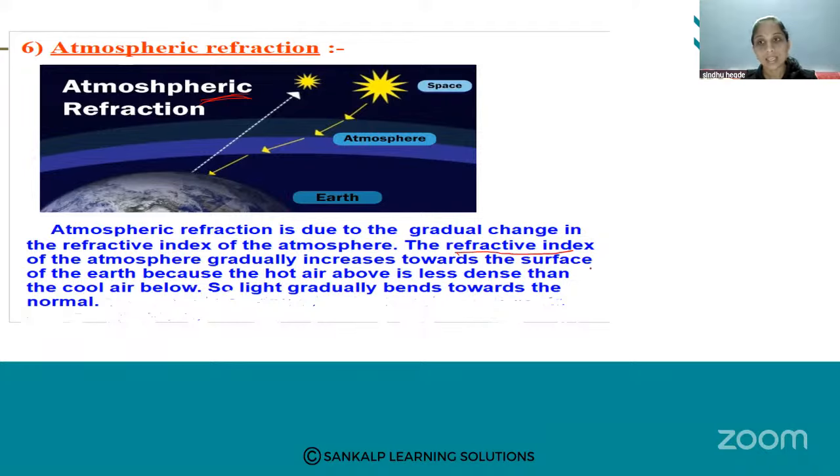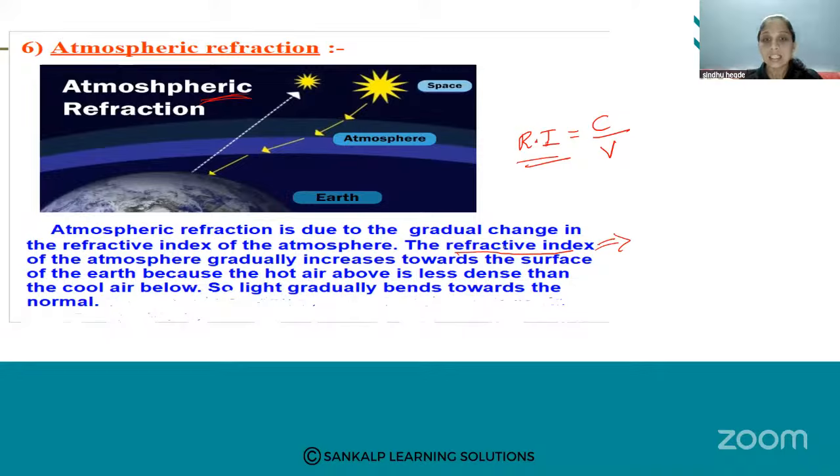What is refractive index? Actually, we studied this refractive index in our last chapter, right? Refractive index is shortly written as RI. Refractive index is nothing but c by v, which means the speed of light in vacuum to the speed of light in the medium. This is called refractive index. It tells how much light is bent when it passes from one medium to another.